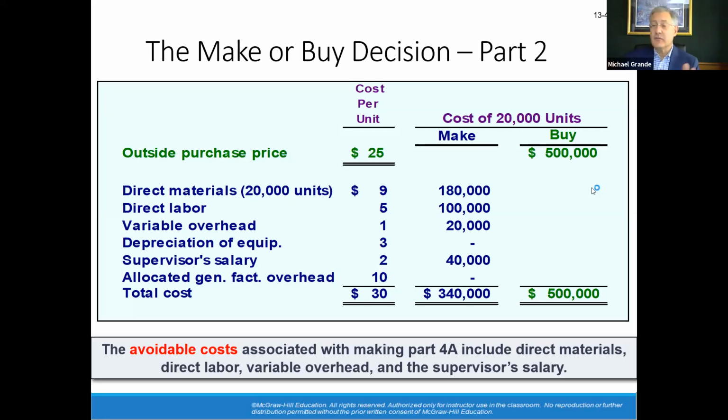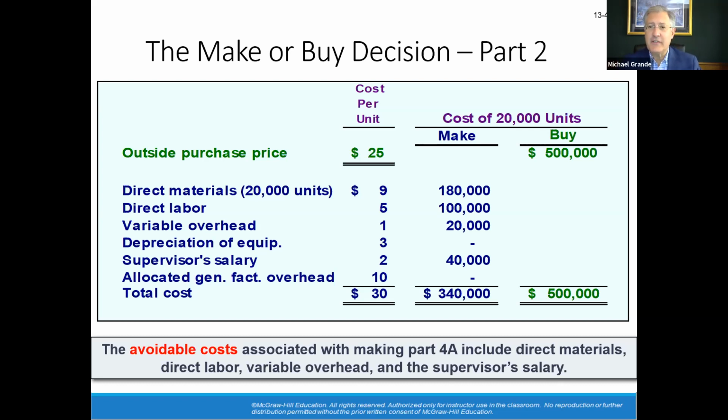Okay, so this was the make or buy decision, and the purchase price if they would buy it from somebody else was $25 per unit. They're buying 20,000 units, so it would cost them $500,000 to buy it from somebody else. But what are the relevant costs to make? In other words, what costs would go away if they were to buy it from somebody else? Clearly the direct materials, the direct labor, and the variable overhead. They would only incur those costs if they make it. If they don't make it, it goes away.